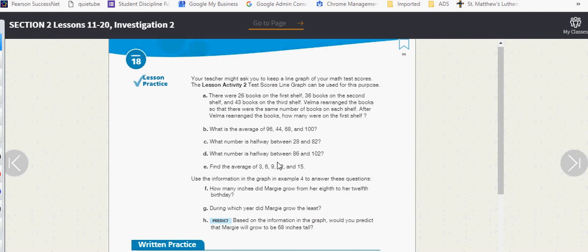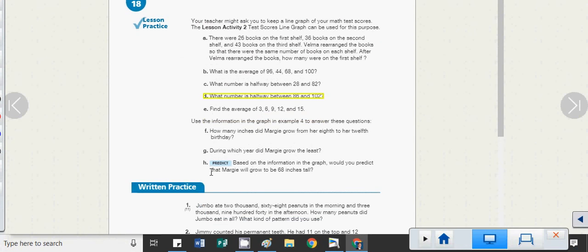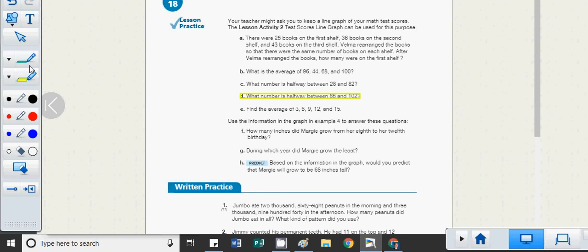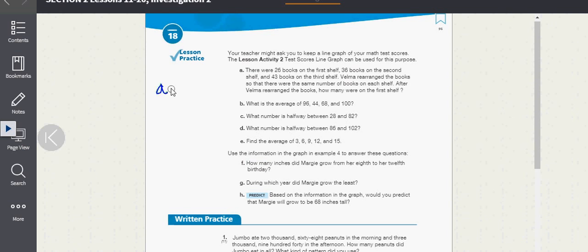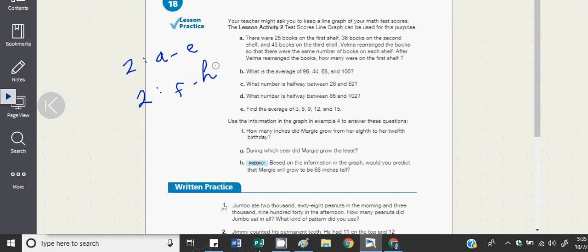But for the practice, I would like at least for you to choose 2 average ones and 2 of the line graph ones. These are really good skills, especially line graph. I just feel like it is an underrated skill to be able to do. So pick 2 from A through E and 2 from F through H for me to check, please. Thank you for doing your very best.